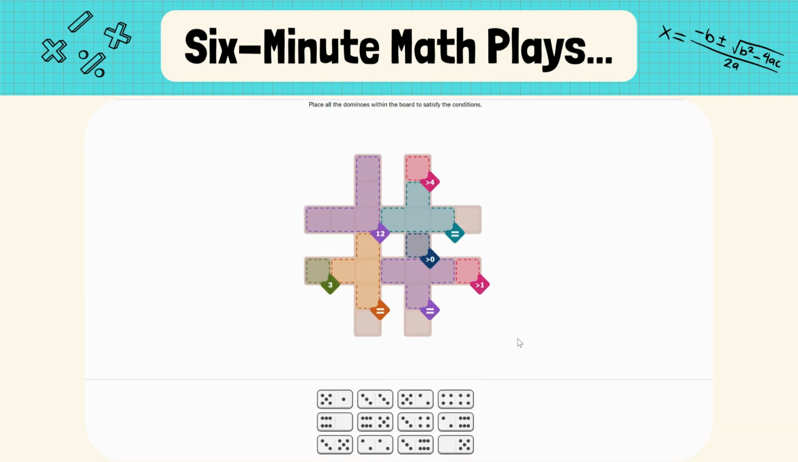So we have a hashtag symbol here. We have a 4 equals, greater than 0, 4 equals, 4 equals, 12, 3, greater than 1, greater than 4. Okay, so let's see if we can find numbers for those 4 equals. I have 1, 2, 3, 4 6s. I have 4 2s, 4 3s, 4 5s, only 3 4s. No 1s and 2, or 1 1 and 2 zeros.